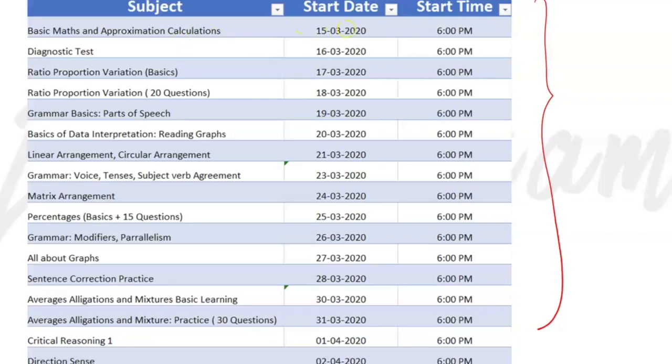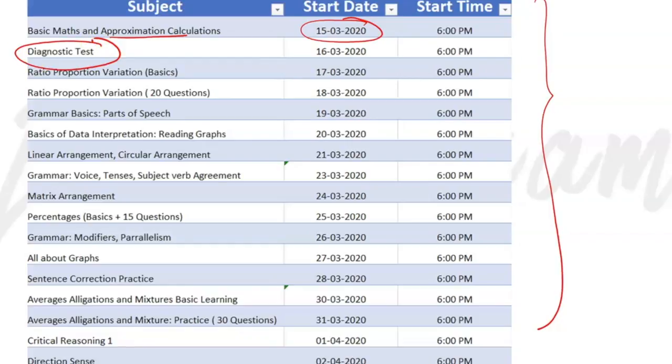Now the first day, that is the 15th of March, because we have a new batch that is starting from the 15th of March. On the first day, you would be doing what? You would be just understanding the basic math calculations and approximation techniques, right? On the second day, you would be taking a diagnostic test.